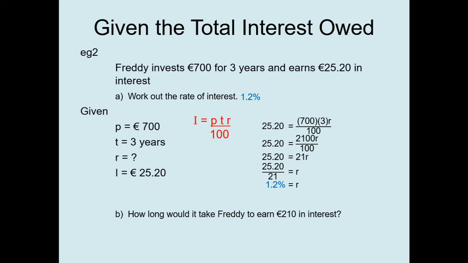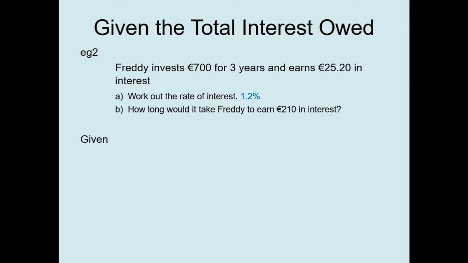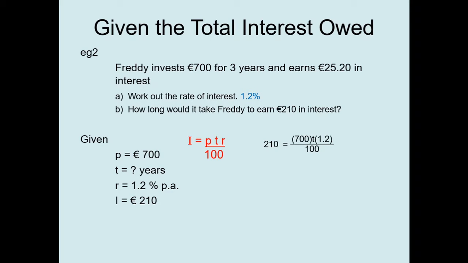So again, using the values that we know, the principal was 700. We don't know how much time it's going to take, so I'll leave that as T. We do know the rate now, it's 1.2%. And we know we want to earn 210 euros in interest. So using the formula, I equals PTR over 100, substitute your values in. I is 210, P is 700, T we'll leave as T until we figure it out, and R is 1.2. 210 is equal to 700T times 1.2 over 100.